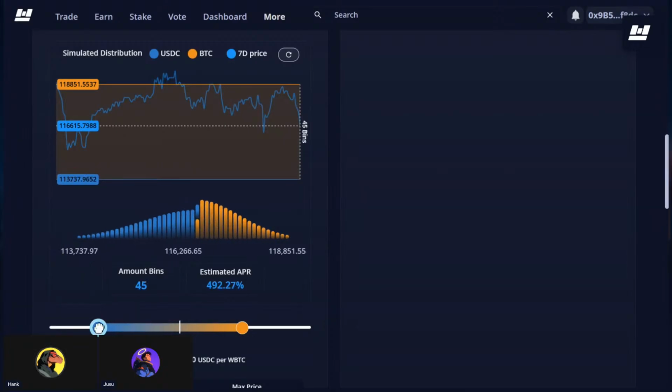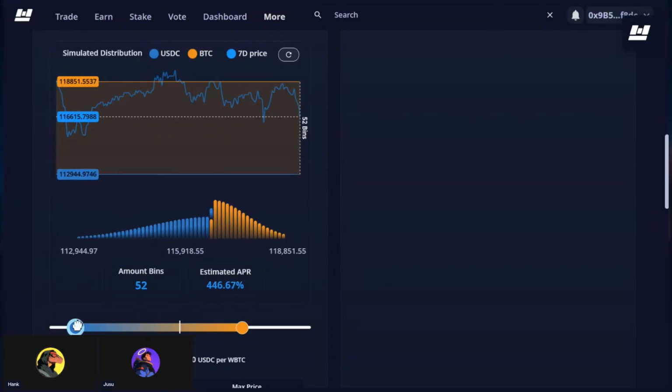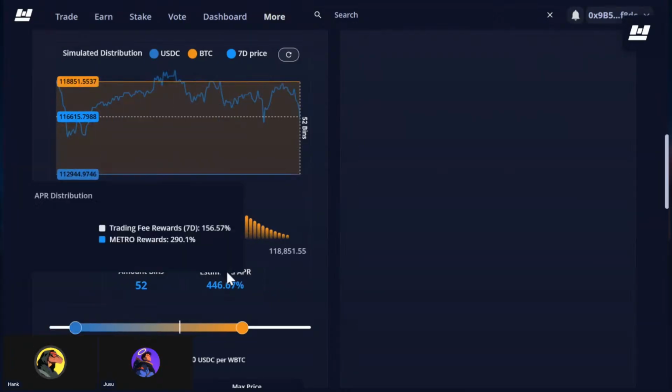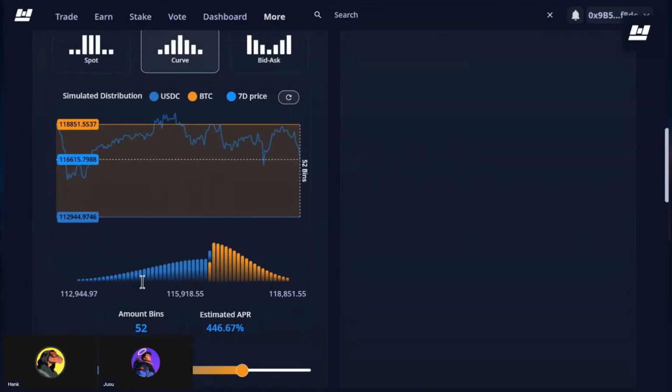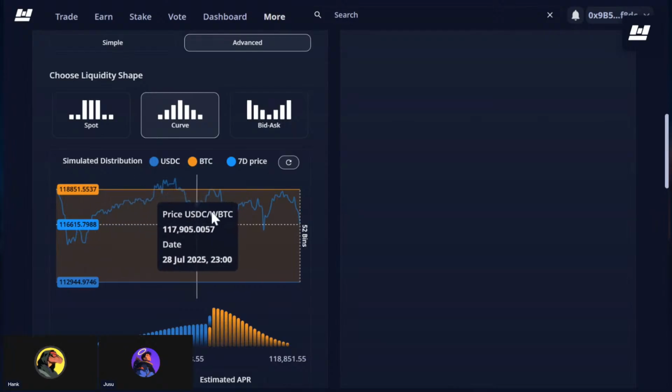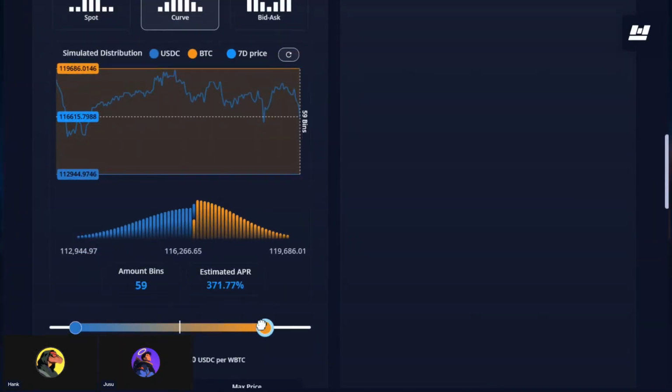So I can maybe allocate down to, I don't know, 12,000 like this. And here I can see the estimated APR that I would earn. I can see the amount of bins that I would allocate it. And here I can see the price range that I'm covering with this. And maybe I just say, okay, I want to cover the whole one.